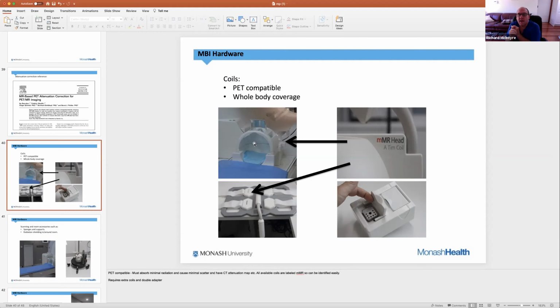That's one factor. Another factor is that anything that we use for the PET, and any positioning pads and anything like that, we have to make sure that they don't attenuate the PET signal as well. So certain pads or certain structures may not attenuate the MR signal, but they will attenuate the PET scan. So the coils that we have are all MMR, multimodality MRI.